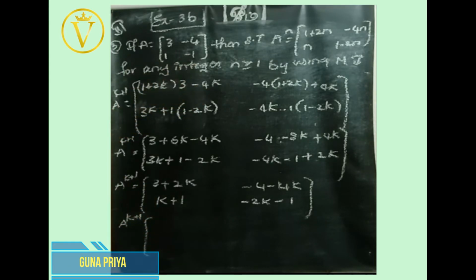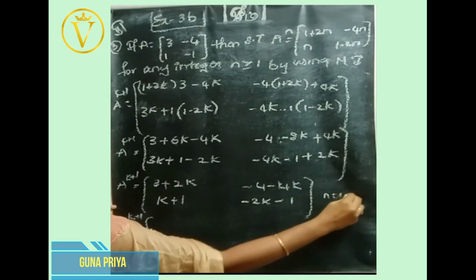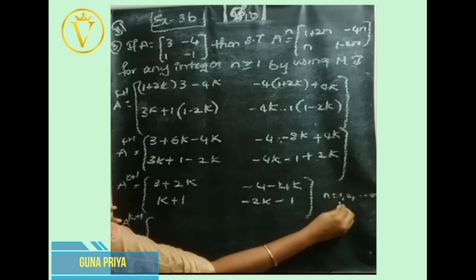Here positive integers means nothing but n. That means n equals 1, 2, 3 and so on, up to infinity. First we have proved for 1.